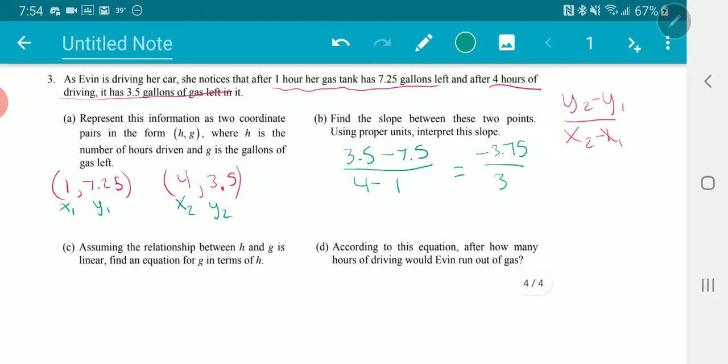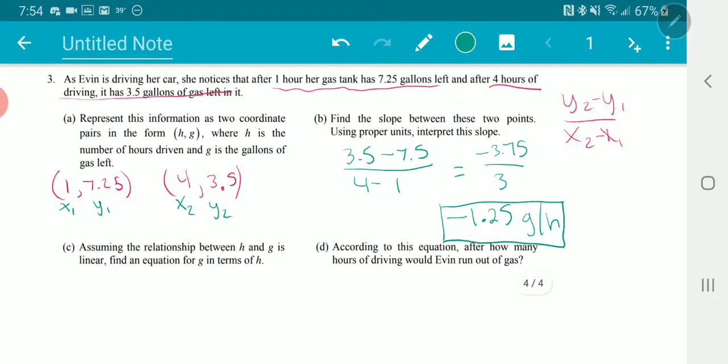So when I plug that into my calculator, that'll just come out to a negative 1.25 gallons per hour. And what that means is she's using about 1.25 gallons per hour. So as she's driving, that's how much is being used up every hour.